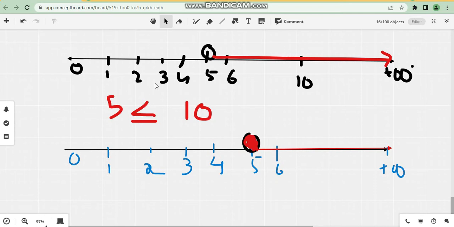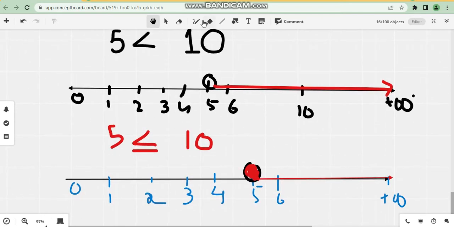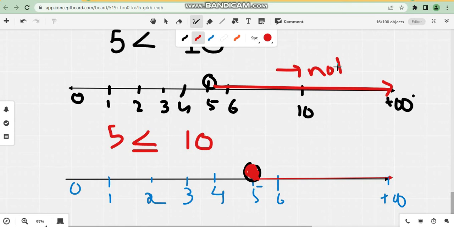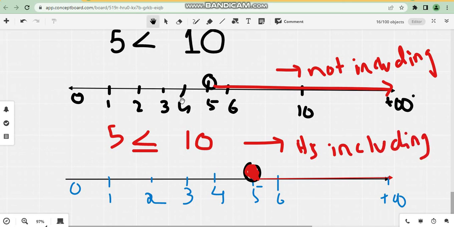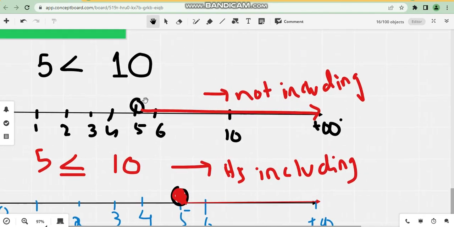So basically here this is not including, that's why it's open circle. And if you look at the second one, it's including, that's why it's filled circle. Now how we can show this inequality into the interval notation form? So 5 is less than 10.